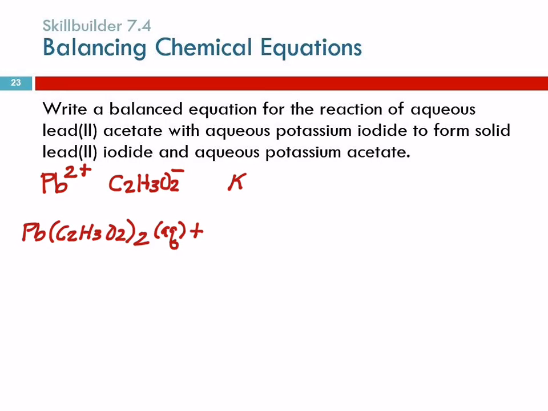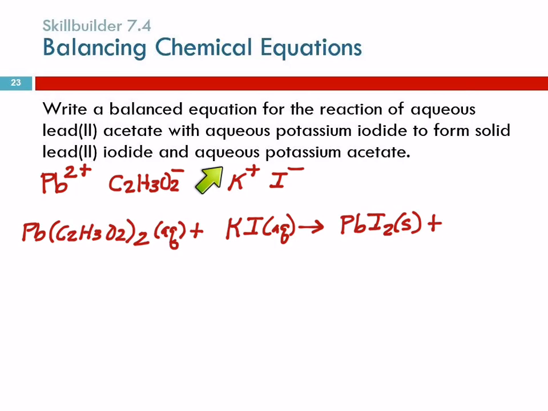And then that is reacting with potassium iodide. Well, potassium is K+, iodide is I-. +1, -1, if I just shove them together, they'll have a 0 charge. So that's KI, and again, that one's aqueous. To form, that's my arrow. Solid lead-2 iodide. So I've got lead-2 with iodide. That's going to be PbI2, and we're told that's a solid.